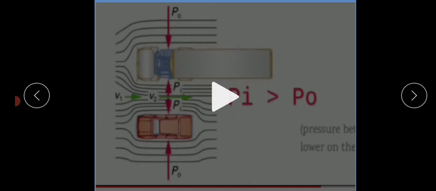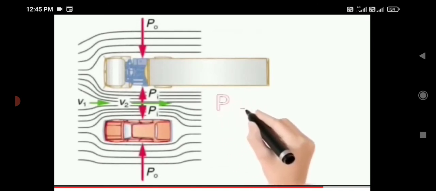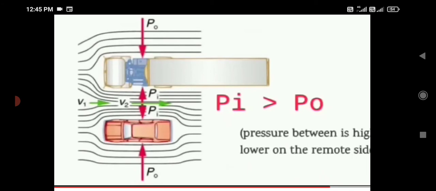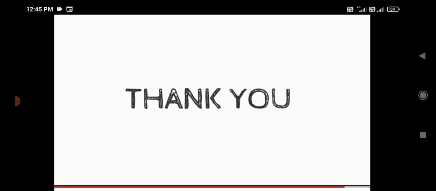Next part, the rowing of two boats. At race time, when two cars come nearest to each other, they seem to attract each other. Why? What is the reason? Whenever two cars are rushing fast and come near, the pressure between the two cars is less, and the outside pressure is more than the inside pressure. So when the cars come close together, they are attracted like that.